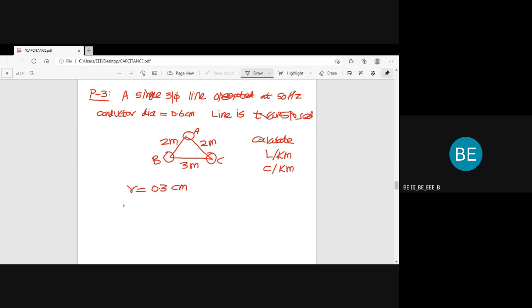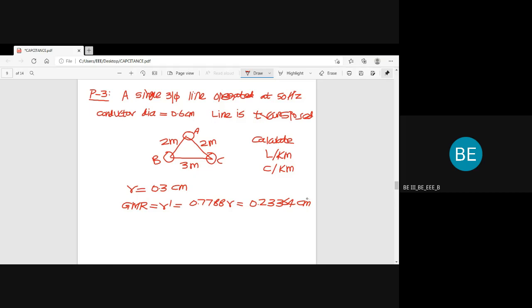Now we know the GMR value, because we need to find inductance. The GMR value will be equal to R dash, which is 0.7788 R. So 0.7788 into 0.3 centimeter, if you put in the calculator, you will get 0.23364 centimeter.